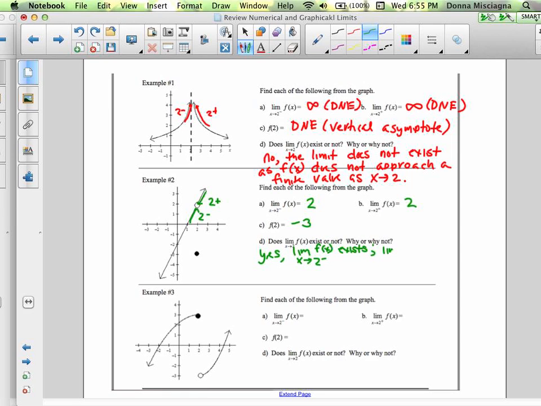The limit as x approaches 2 from the right exists, and these limits are the same.